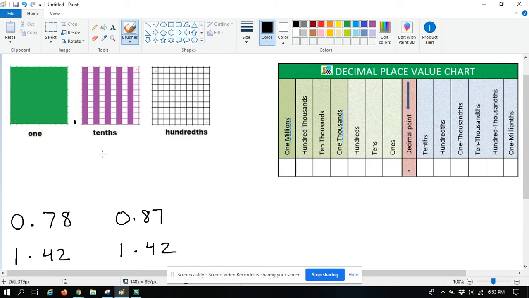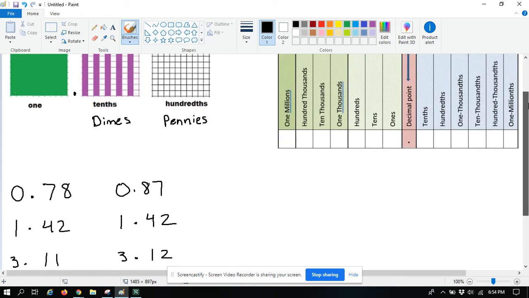And remember, if you use the concept of money, these would be your dimes right here, because dimes are worth 10 cents, or 10 out of 100, and hundredths would be your pennies, because pennies are 1 cent, or one out of 100. So those are hundredths.